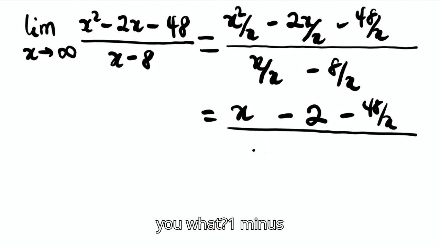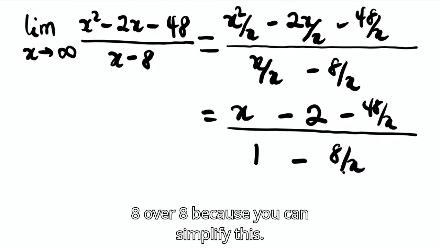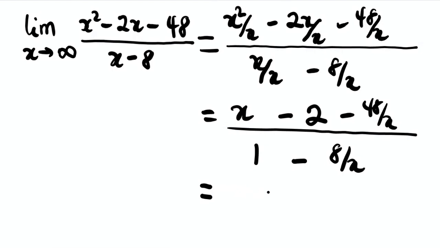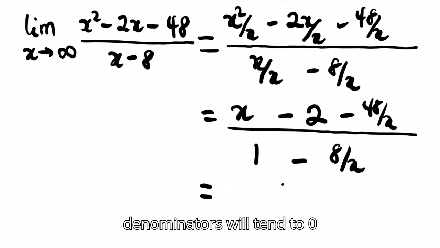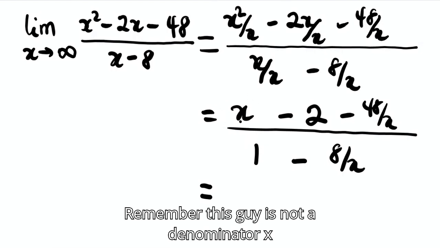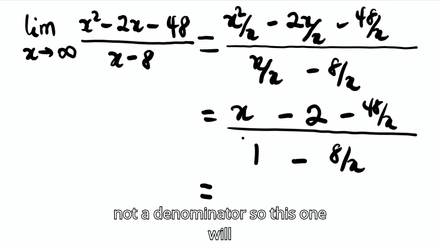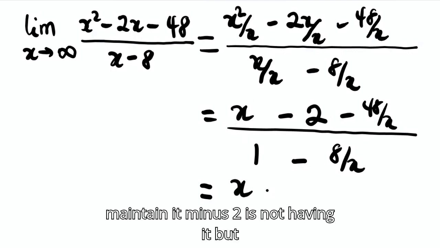This one will give you what? 1 minus 8 over x, because you can simplify this. Remember, this simplification is done term by term. After doing the simplification, all those that are having x as their denominators will tend to 0. Remember, this guy is not a denominator. X squared over x is not having x as a denominator. It's just giving you x. X is not a denominator. So this one will maintain it.